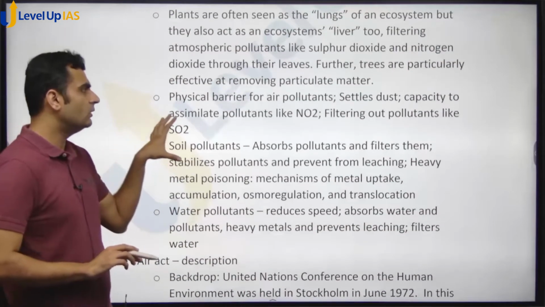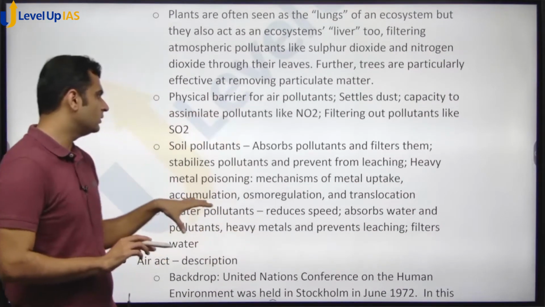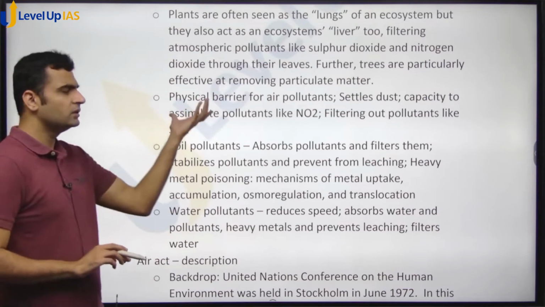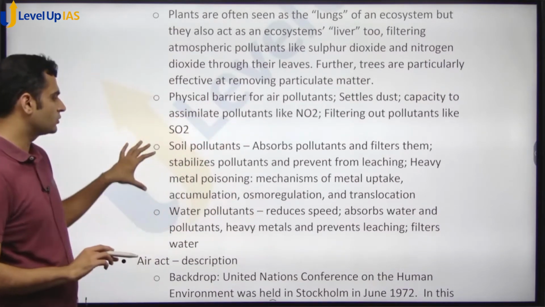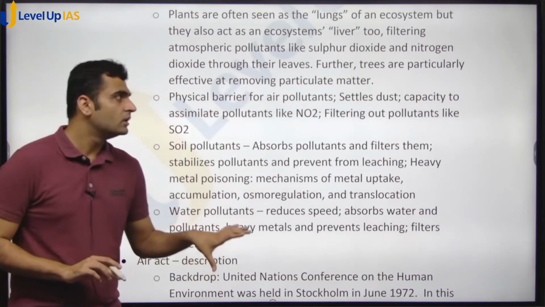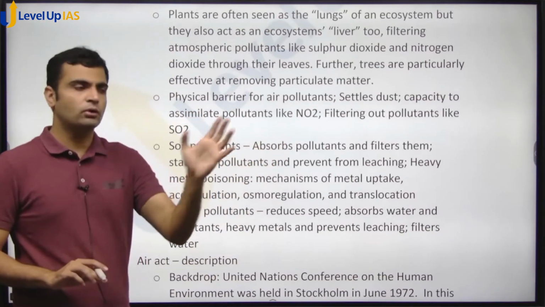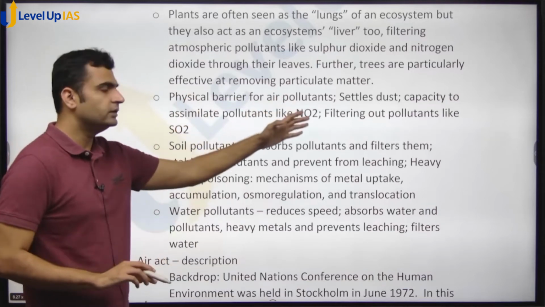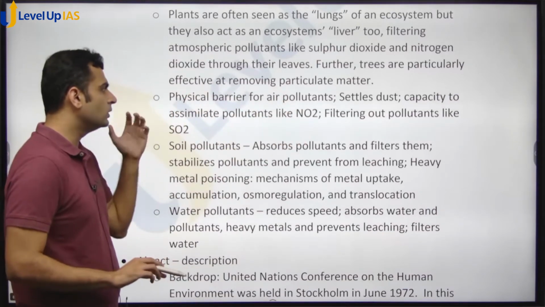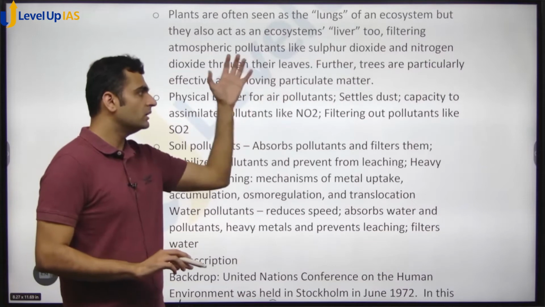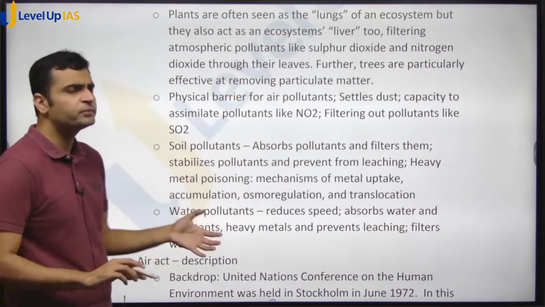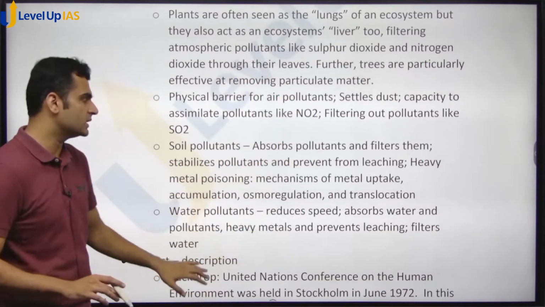Now we are talking about different kinds of pollutants. This is about air pollutants. We have talked about soil pollutants and water pollutants as well. So for air pollutants, trees act as a physical barrier. Basically, air pollutants cannot travel long, and they settle the dust. Trees have the capacity to assimilate pollutants like NO2. They are filtering out pollutants like SO2. We are just using them as examples.